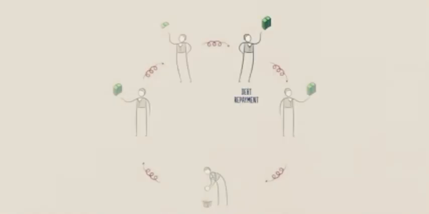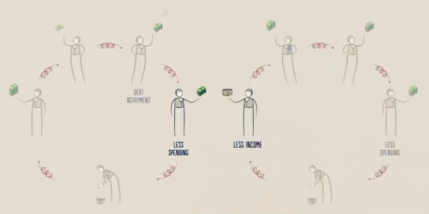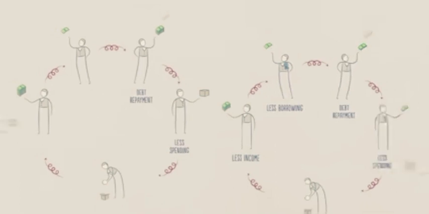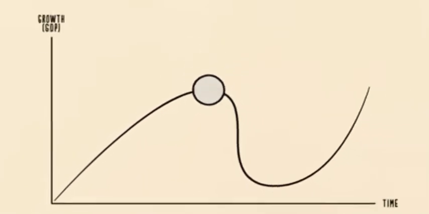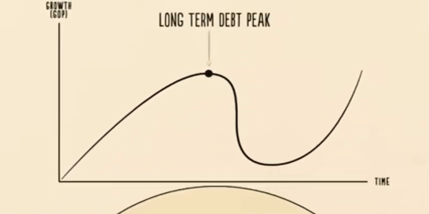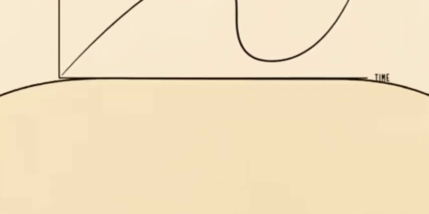At some point, debt repayments start growing faster than incomes, forcing people to cut back on their spending. And since one person's spending is another person's income, incomes begin to go down, which makes people less creditworthy, causing borrowing to go down. Debt repayments continue to rise, which makes spending drop even further. And the cycle reverses itself. This is the long-term debt peak. Debt burdens have simply become too big.